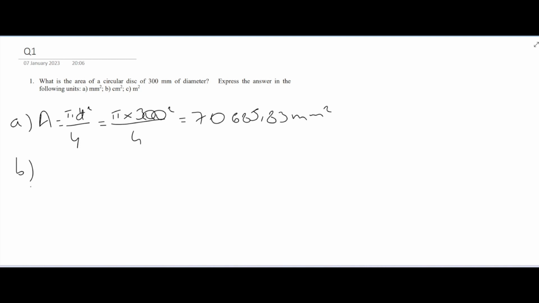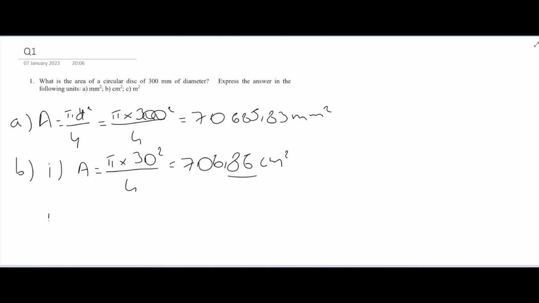For part B, you have two options. Option 1, you put the diameter in centimeters, so the area then becomes pi times, and then 300 millimeters is the same as 30 centimeters, so I just put that squared over 4, and that gives us 706.86 centimeters squared. You're always trying to get 2 decimal places, which is kind of the standard.